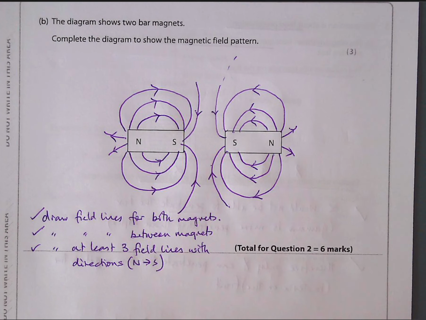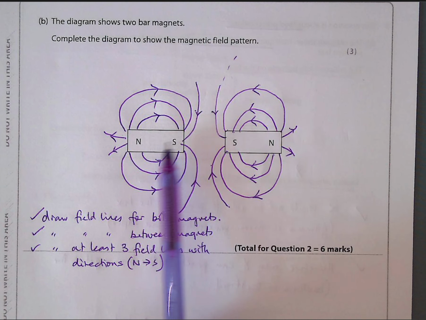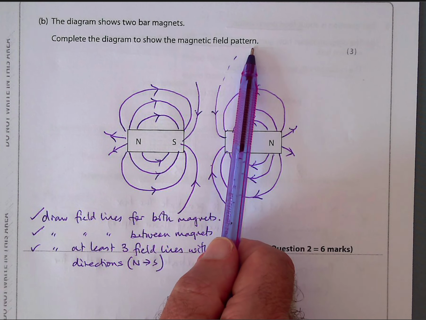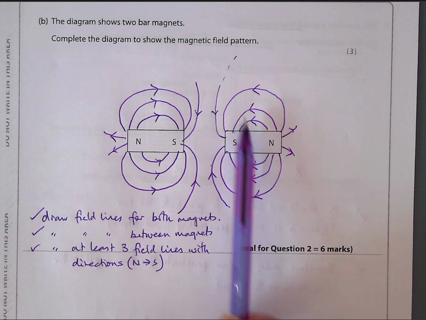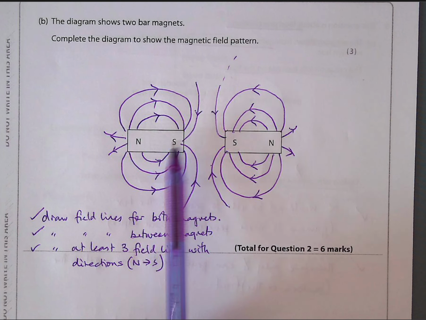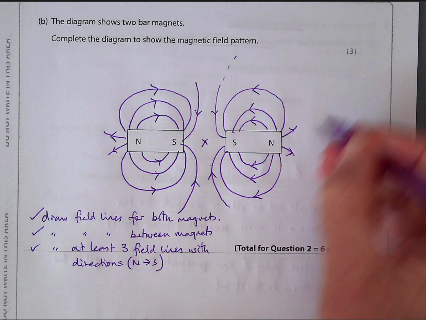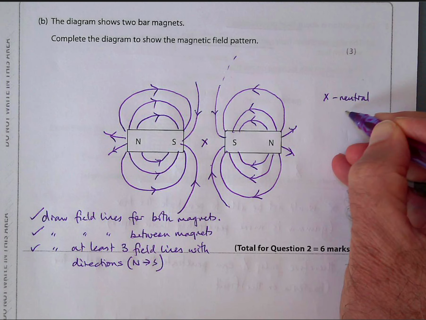They then go on in question 2 to give you 2 magnets next to each other, and you have to complete the diagram to show the magnetic field pattern that they produce. Well, they produce 2 magnetic field patterns, if you like, that interact. Because the 2 south poles are facing, you're going to have repulsion, and in the middle you've got what's called the neutral point, where the lines are pushed apart.